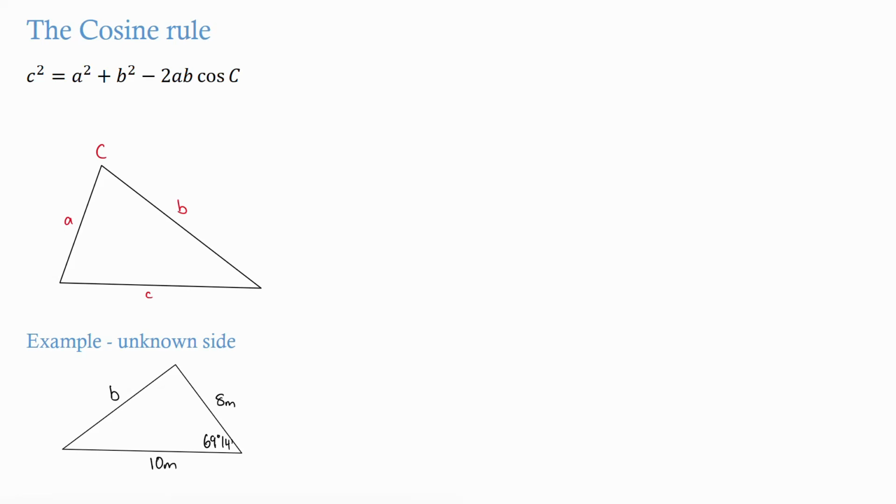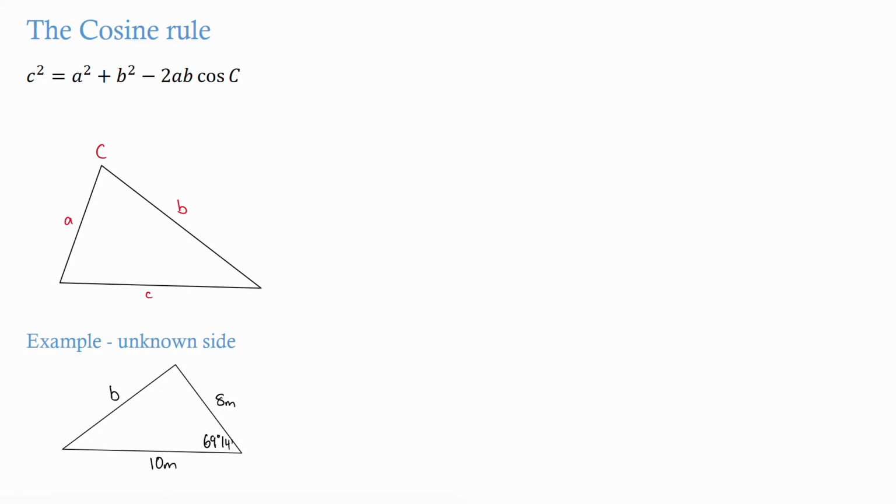Alright, in this video we're looking at the cosine rule. So the cosine rule you can see at the top of your screen there: c squared equals a squared plus b squared minus 2ab cos C. Now, with a lot of these types of formulas, they are given to you on the formula sheet most of the time, so you don't need to specifically remember them.